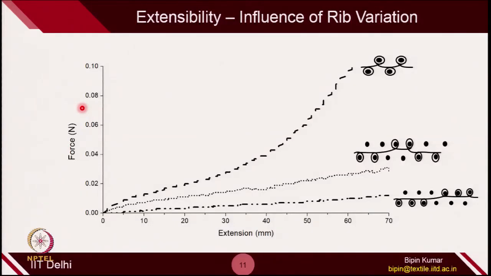So, playing with the rib you can control the force and extension. So, this is how you can see. In case of higher number of technical front followed by technical back, you will observe very little force in deforming the fabric. So, naturally the extensibility of this type of fabric is much higher if we keep the same level of force.